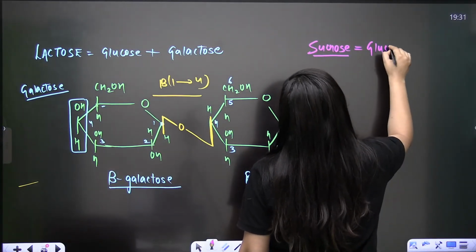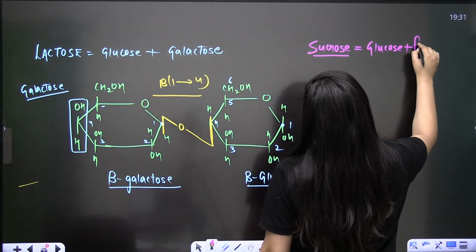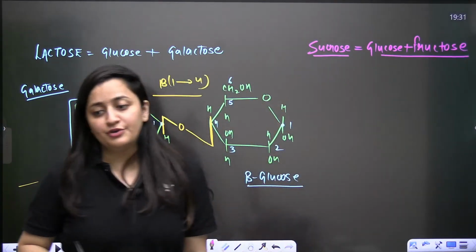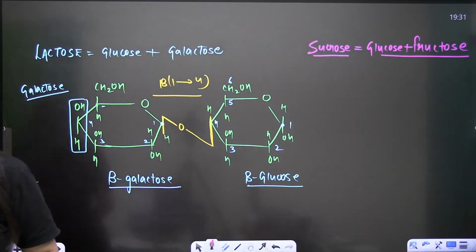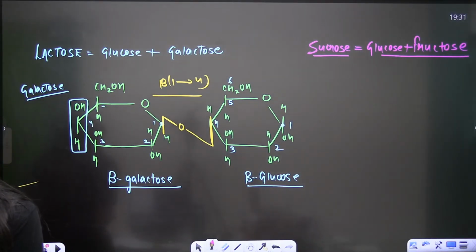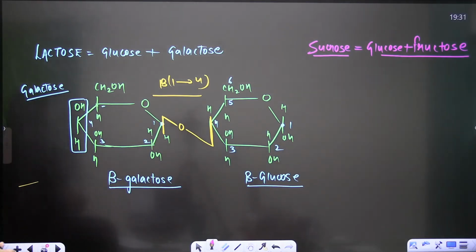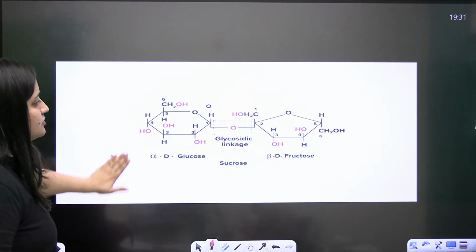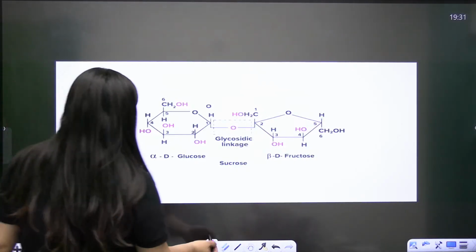Here you will see glucose plus fructose. What will you see here? Glucose plus fructose. This is what you need to remember. What do we have in the case of sucrose? It is glucose plus fructose. Now, see this. This is the sucrose.